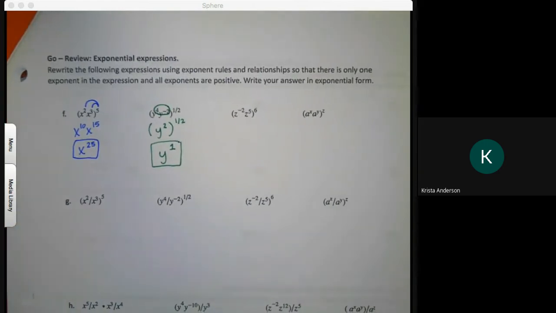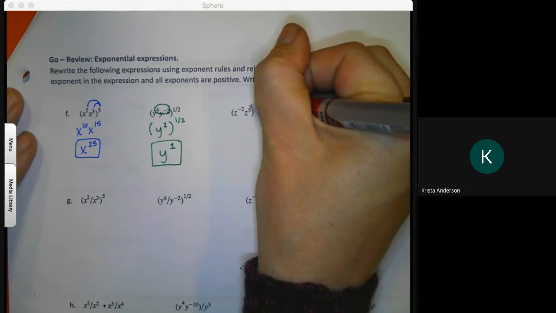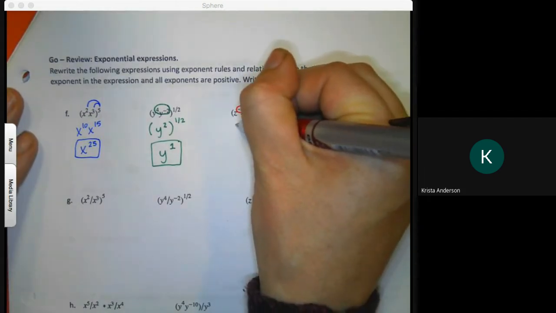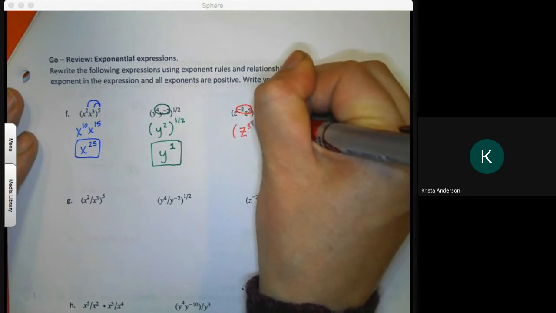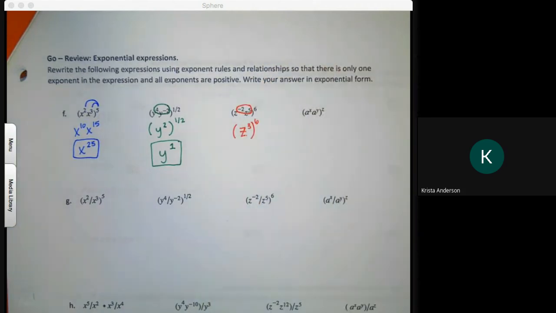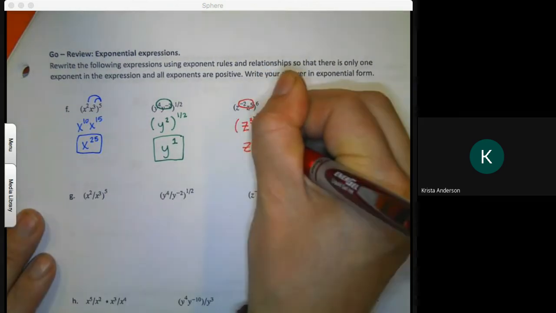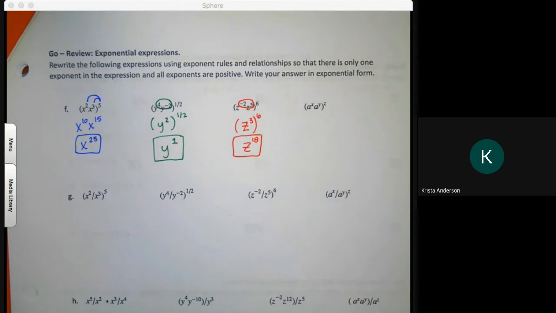How do you want to do this one? Do you want to do the inside first? All right, inside first. -2 and a 5 would make a +3 when I combine them. I did not get rid of the parentheses because I didn't distribute the 6 yet. So there's still parentheses. 6 times 3 is 18. Done.